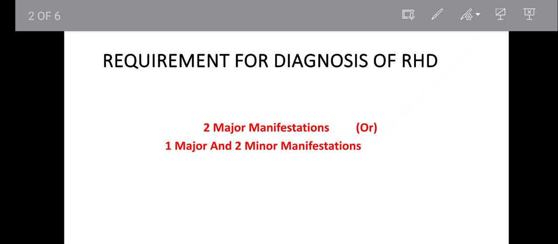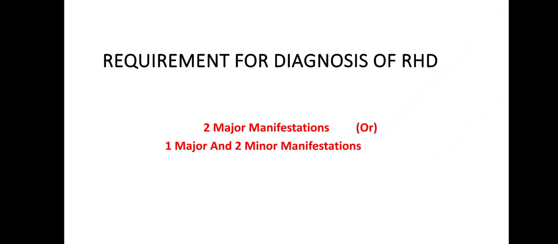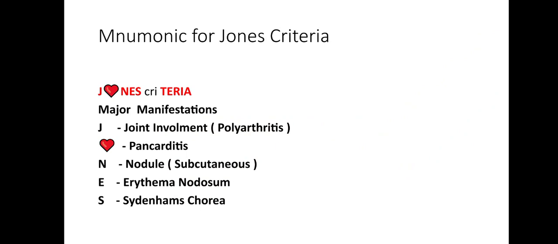Let's see what the major and minor manifestations are, and the mnemonic for them. The mnemonic for Jones criteria is Jones criteria itself. But after knowing the mnemonic, you don't cry to remember the Jones criteria, so the "cry" in criteria should be removed. And let's see the major manifestations.